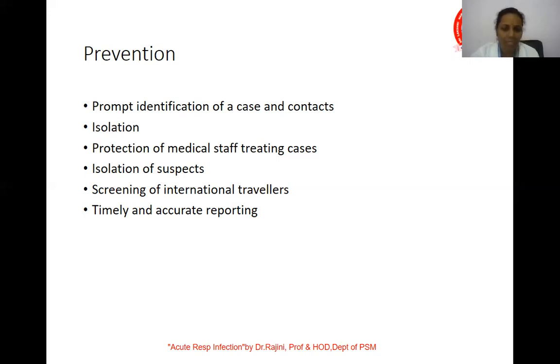And screening of international travelers. Patients coming from or moving from one place to another place with SARS cases, those patients have to be screened to find out whether they have developed the disease or not. Timely and accurate reporting. It has to be notified to the health authority so that timely intervention can be done before it is spreading to others.